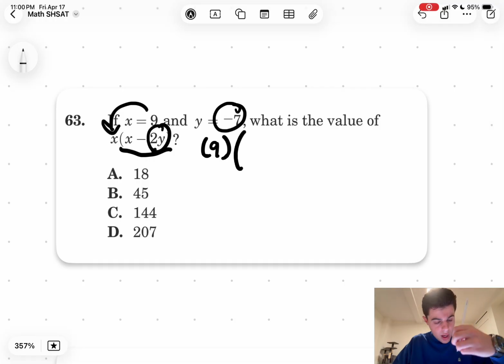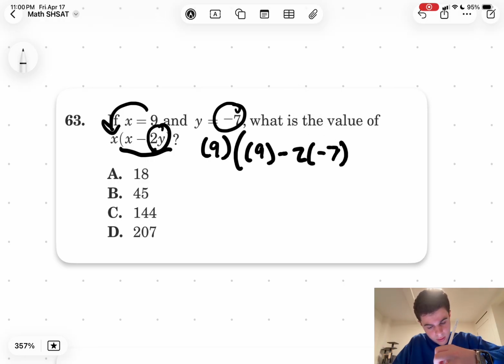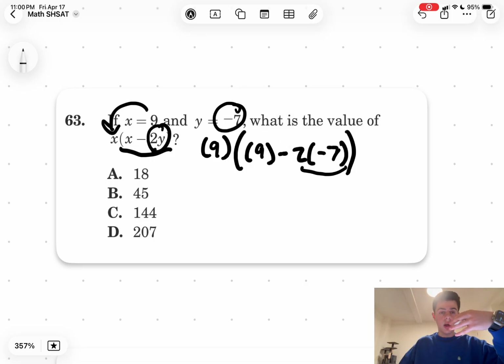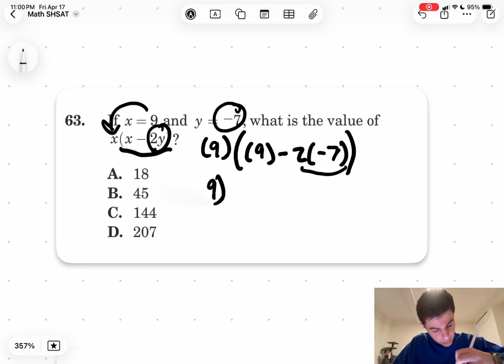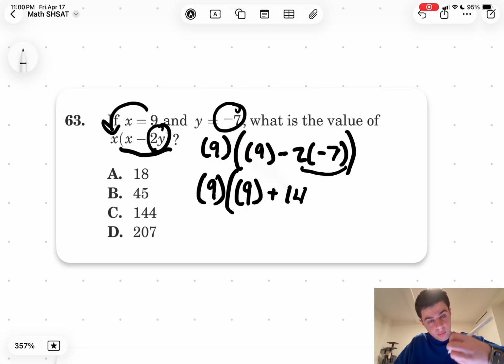So now let's just keep plugging in. X is 9, and then minus 2 times y, which we said is negative 7. So now we just have to simplify this. So again, we're going to do this first because this is the parentheses within the parentheses, right? So we're just going to rewrite this as 9 times (9 minus 2 times negative 7). That is going to be plus 14, right? Because the negative times a negative makes a positive.